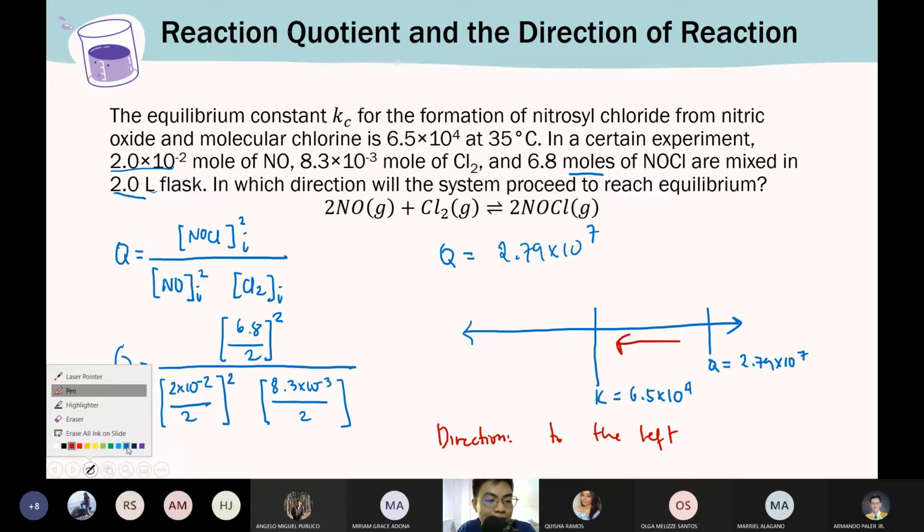But that's not yet the equilibrium itself. There's more to that. Screenshot it, okay? By the way, let me check whether I'm already on the PowerPoint.